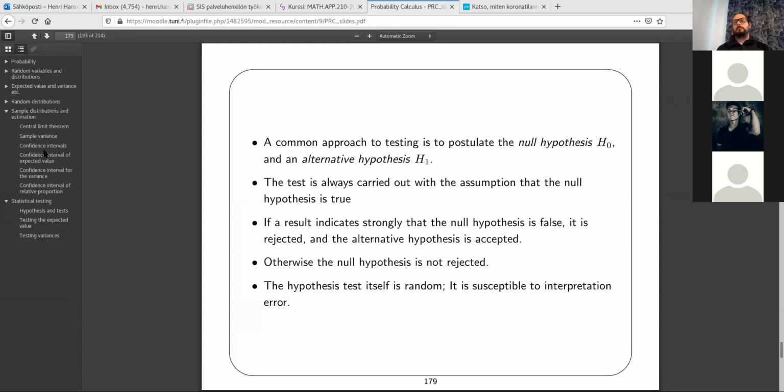The test itself is carried out with the assumption that the null hypothesis is true. So we simply assume that the null hypothesis is true. When we do, let's say, a double-blind experiment on a drug, we assume that the drug doesn't work. It's very important that this assumption is made. If the result then indicates that this null hypothesis is false, it is rejected. What does it mean that it indicates that the null hypothesis is false? It says that we get, and I'll explain shortly what that means, a significantly larger proportion of people getting healed or cured if they are given the drug as compared to the group of people who don't receive the drug.